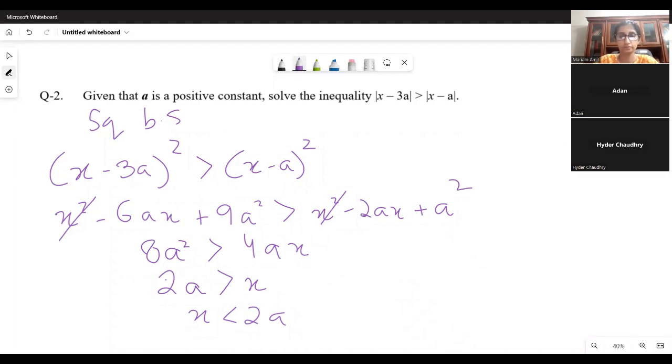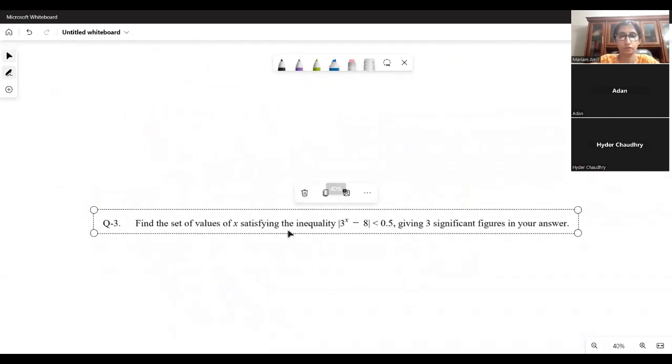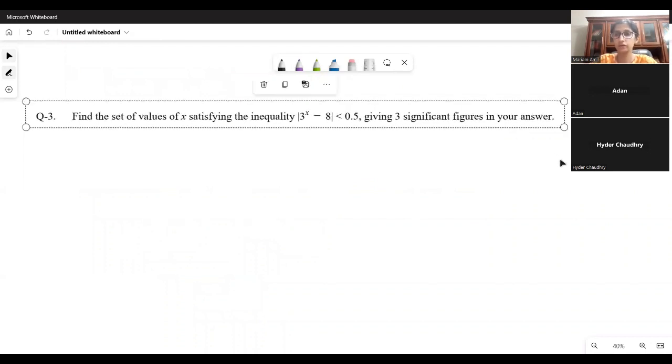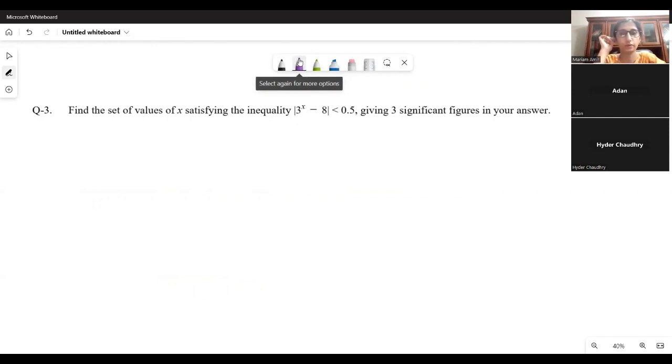Question 3. Question 3 is like question 1 part F. So let's just go ahead and discuss it. Although this is related to log, and I haven't formally taught you log yet. Log is the next chapter that we're going to start from tomorrow, inshallah. But I'll just show you how this is done. So we have modulus on one side of the inequality, so we can just take plus minus by removing the modulus sign.